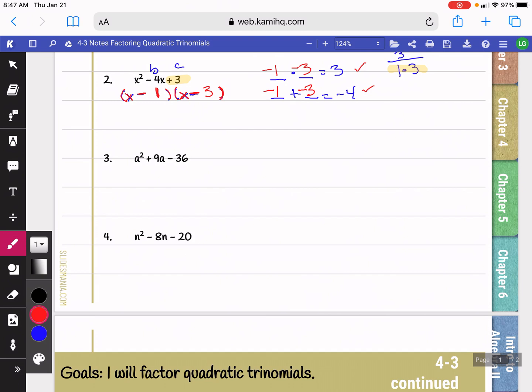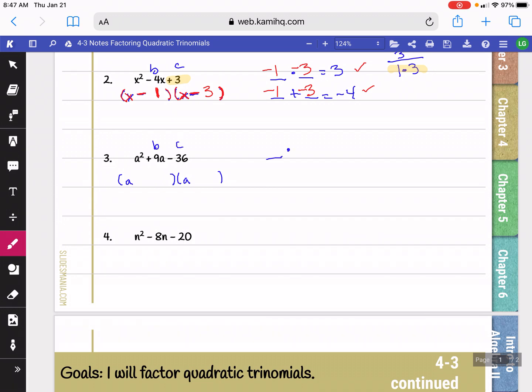Next, we have a squared plus 9a minus 36. This time, I'm going to do the same thing, but I'm going to begin with a, because a times a would be a squared. Then I'm going to set up my blanks. So blank times blank equals negative 36. Blank plus blank equals 9.